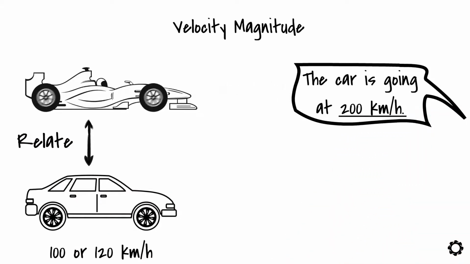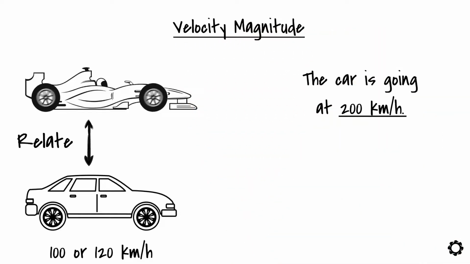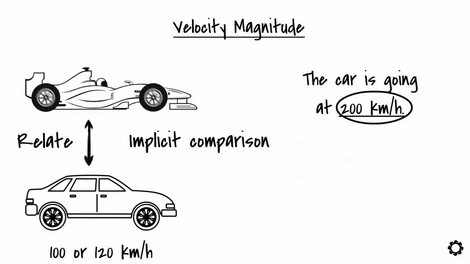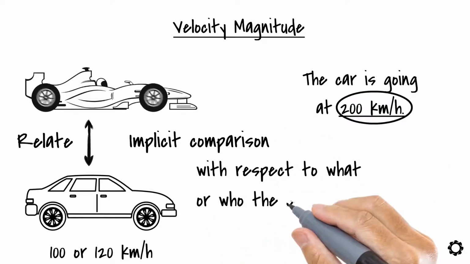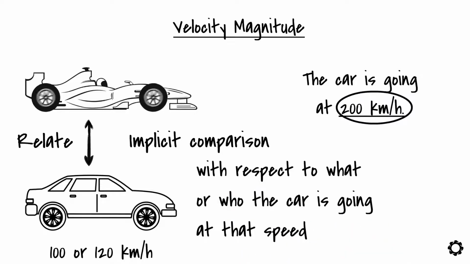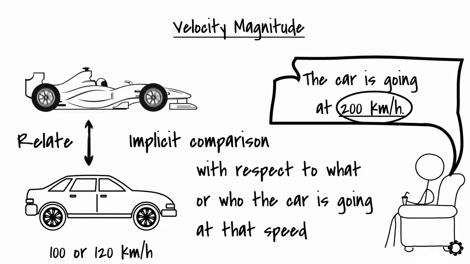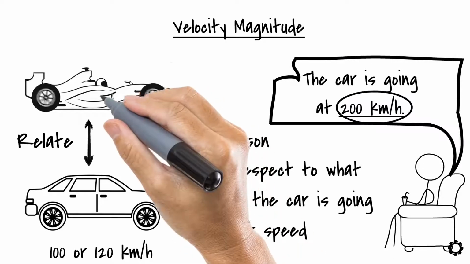yourself. Now, when you say that the car's speed is 200 kilometers per hour, there is always an implicit comparison. That comparison is with respect to what or who the car is going at that speed. You understand that there is a big difference in saying that the car travels at that speed while you sit on the sofa comfortably at home, or saying it while you are in the car.